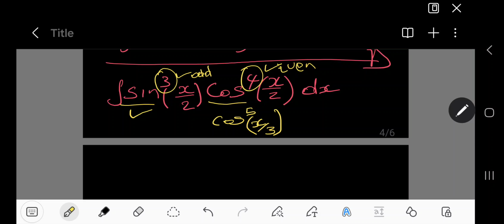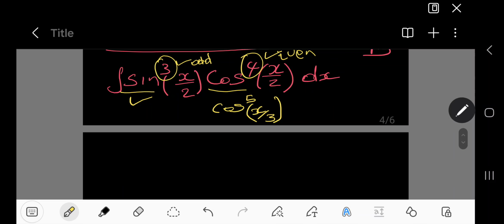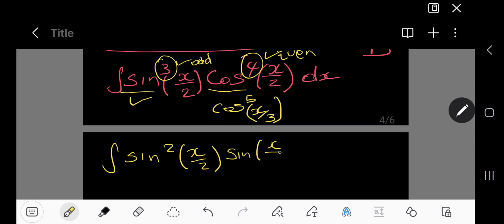So the procedure of going about this is almost the same. So now let's rewrite that and split the odd. So this is going to be sine squared x over 2 times sine x over 2 cos raised to 4 x over 2 dx.